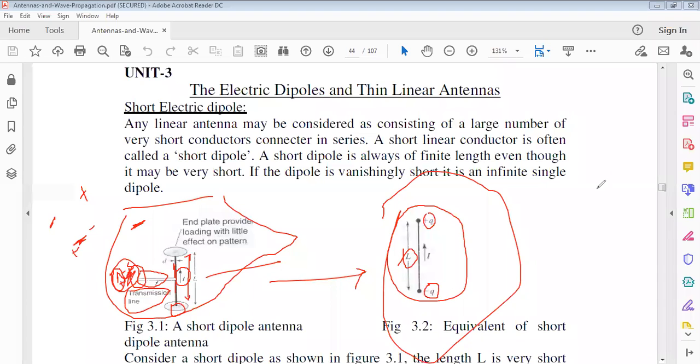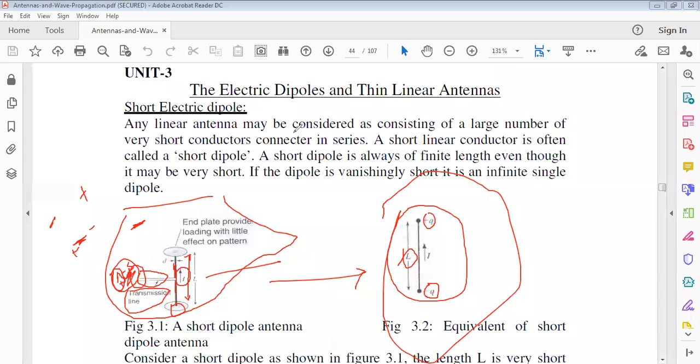Here a short linear conductor is often called a short dipole. And for a short dipole, you have to mention a distance or length. It is very convenient. The short dipole has a length that is much less than lambda by 2.